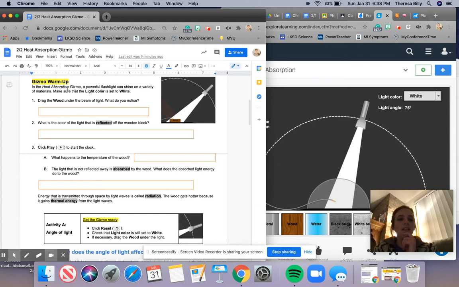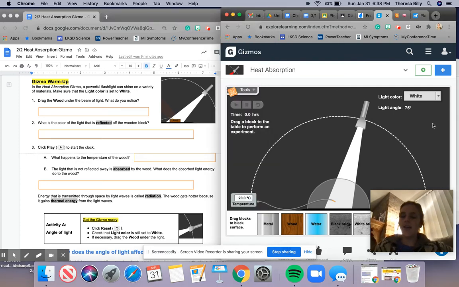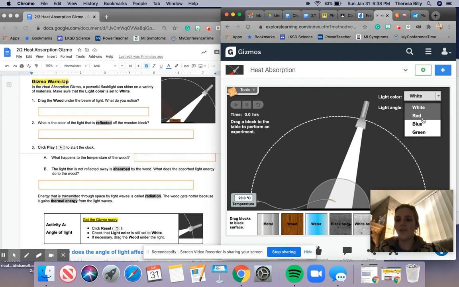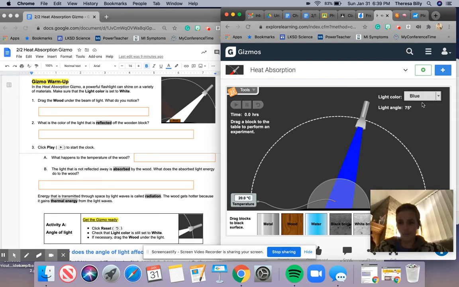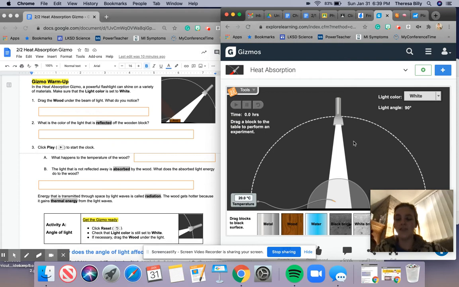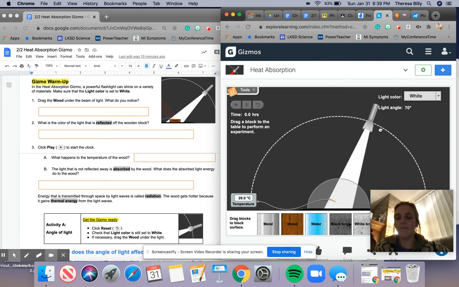It says, in the heat absorption gizmo, a powerful flashlight can shine on a variety of materials. Right now, the way the gizmo is set up, we have white colored light, but notice that you can also change the color to red, blue, or green. For now, we're going to keep it on white. We can also change the light angle. So if I have it at 90 degrees, that is directly above whatever material I am working with. But then I can also make the angle less, meaning more to the side.